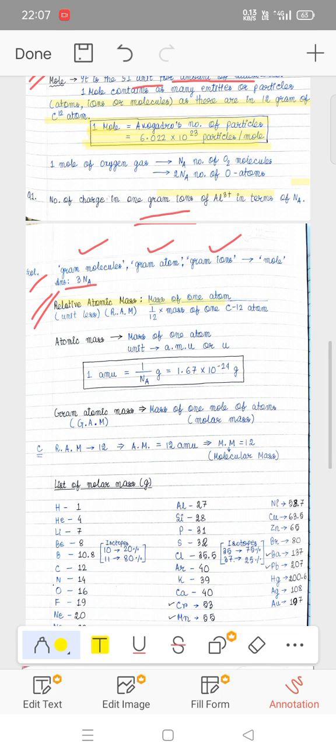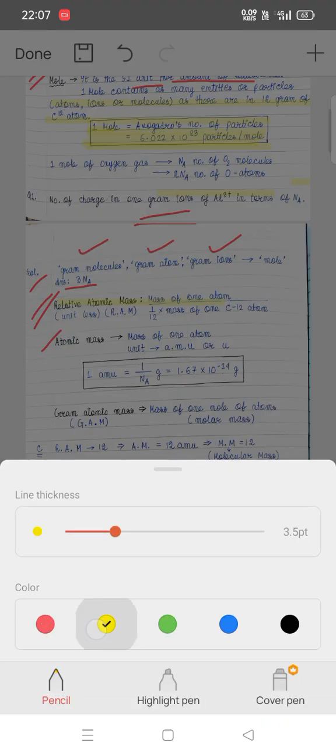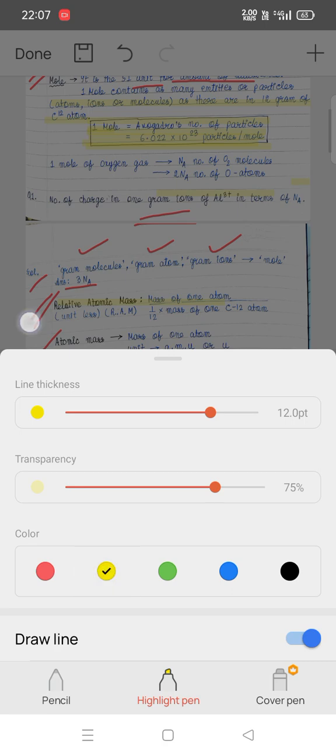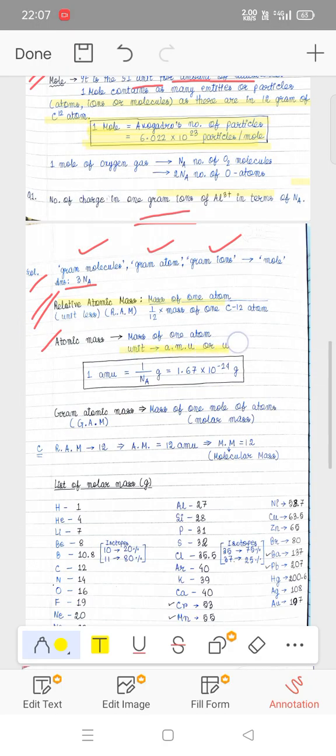Next we are coming to atomic mass. Now atomic mass, what is this? The definition is: mass of one atom is called atomic mass. Unit is A.M.U. or simply U. Okay, this should be noted, denoted by AMU or U. Now this is very important. 1 AMU equals 1 by Na gram, that is equal to 1.67 into 10 to the power minus 24 gram. This should be noted.